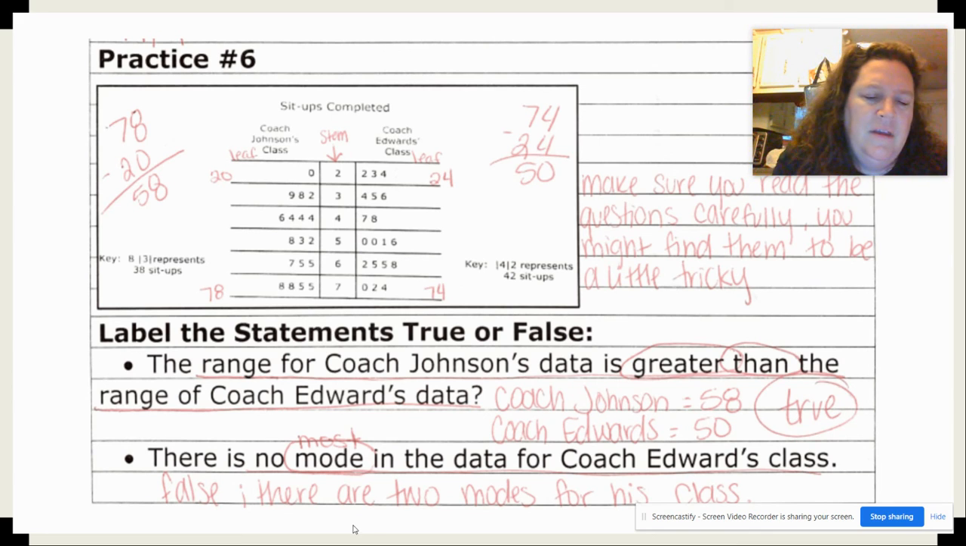Okay. And then it says there's no mode. Mode is my most for Coach Edwards' class. Well, Coach Edwards' class is over here. I see repeating zeros here, so that is false. There is 2 modes in his class. Oh, let's find the other one. Oh, and one there. 65, 65, and 50, 50. Okay.